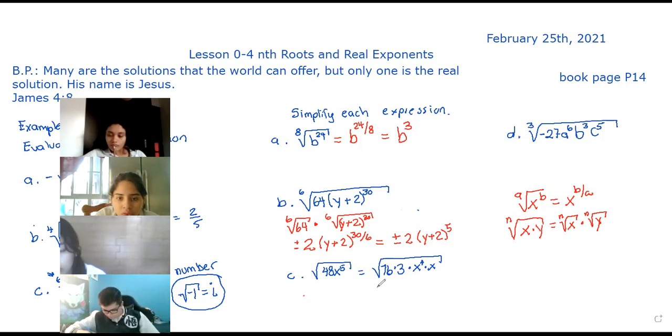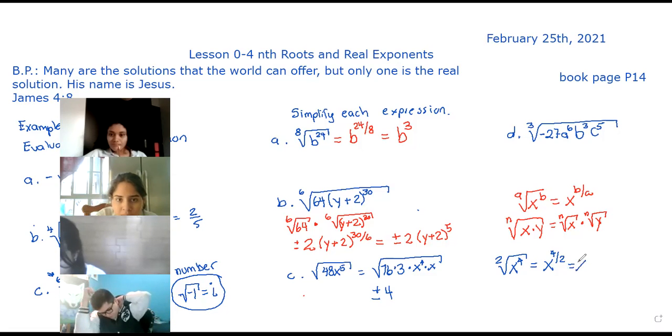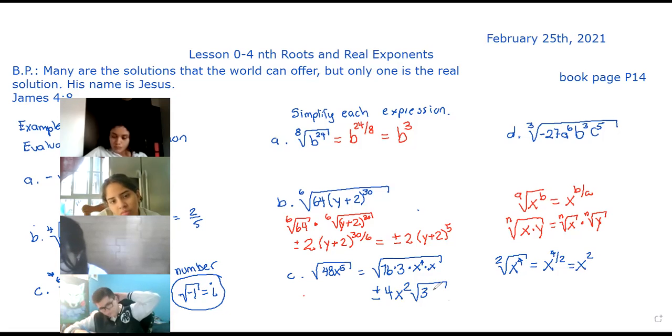Now let's find the perfect square roots. The square root of 16 is positive and negative 4. X to the power of 4, listen carefully, guys. If you have the square root of x to the power of 4, you can rewrite this as x to the 4 divided by 2, and that gives you x squared. Now, 3 has no perfect square root, it will have to stay inside. X has no perfect square root, it will have to stay inside. And this is your answer: 4x squared, square root of 3x.